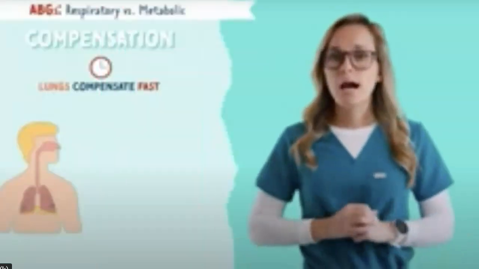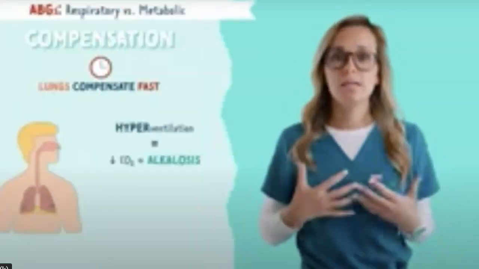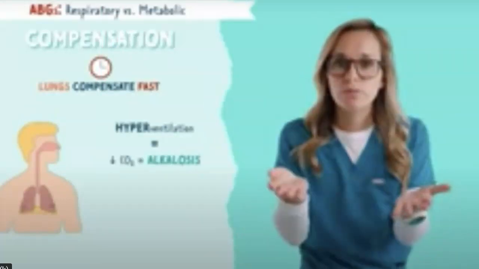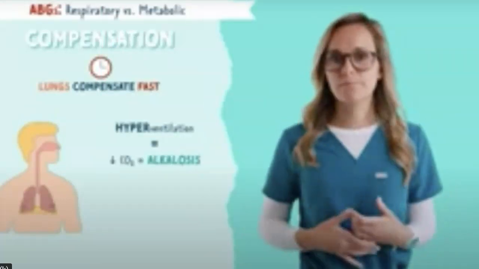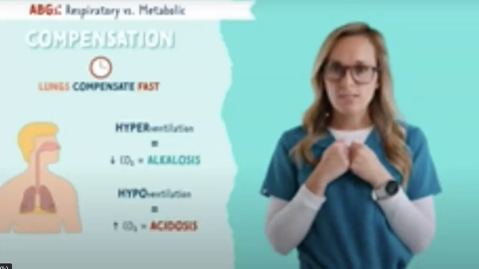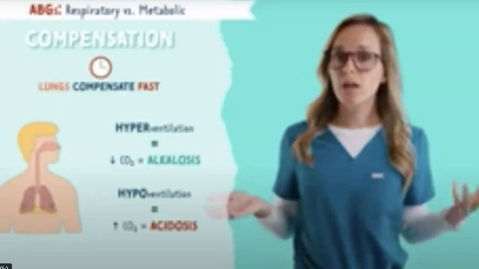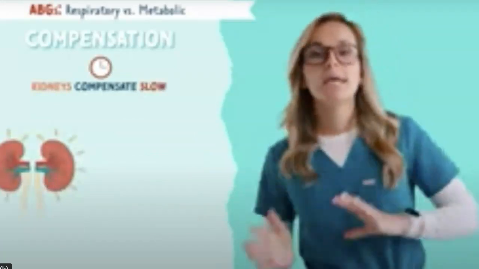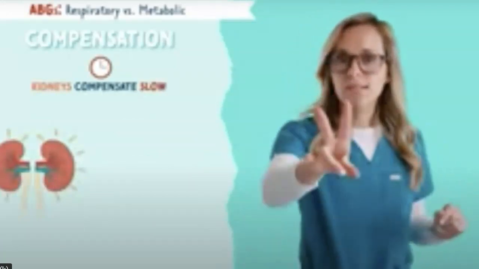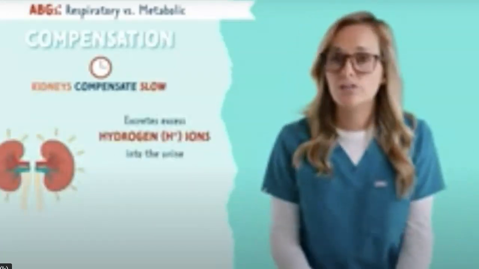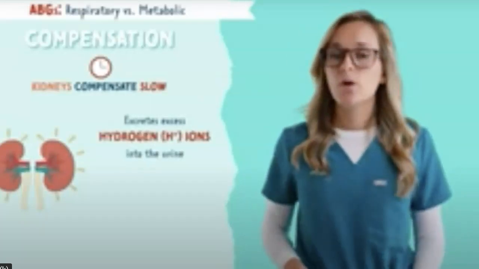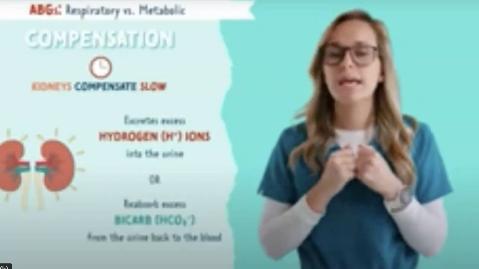Well, how do CO2 and HCO3 actually compensate? The lungs compensate by either hyperventilating to release CO2 if the body's too acidic, or hypoventilating to keep CO2 in the body if the body's too alkalotic. The kidneys compensate and balance pH in two ways. It either excretes hydrogen ions into the urine, or it reabsorbs HCO3 from the urine. That's all for part one.